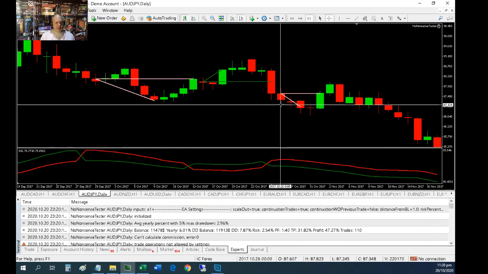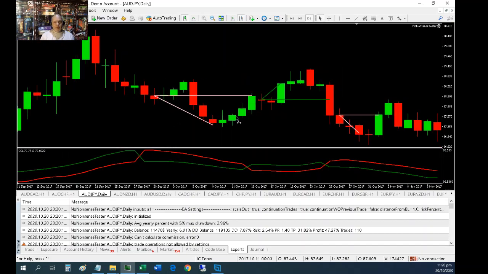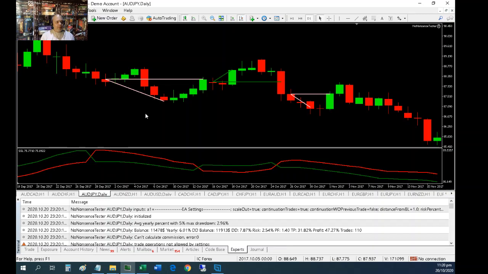Sell signal, entry, good trade. Okay, so you can see here, based on these three examples, our first take profit was hit, but the price moved back, so their second profit target was break even.